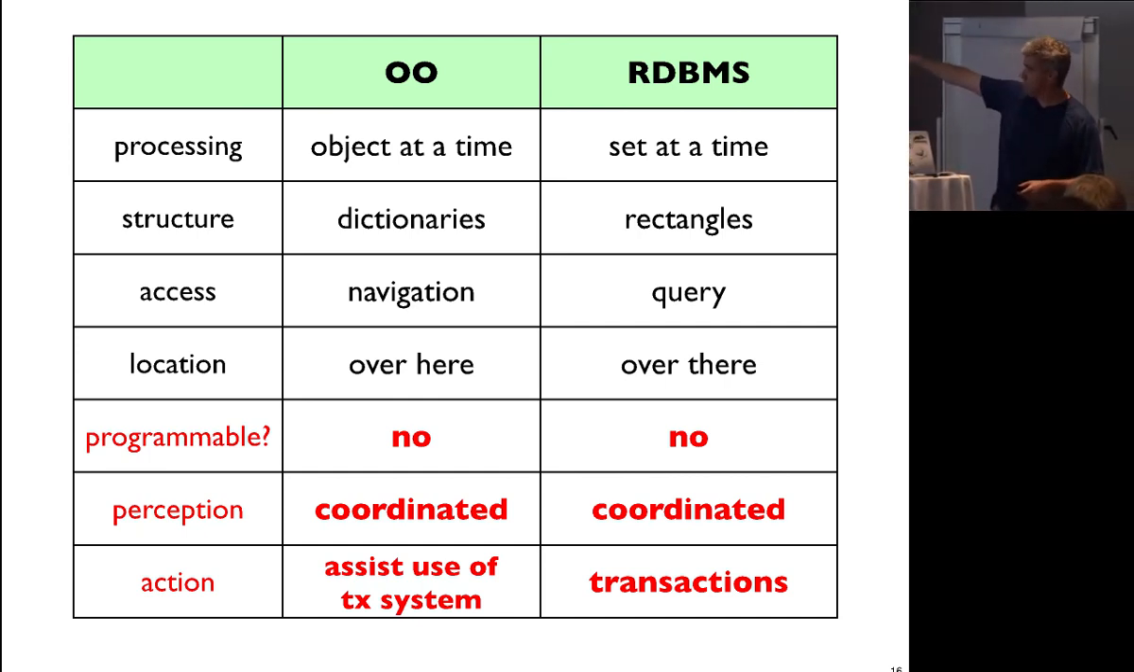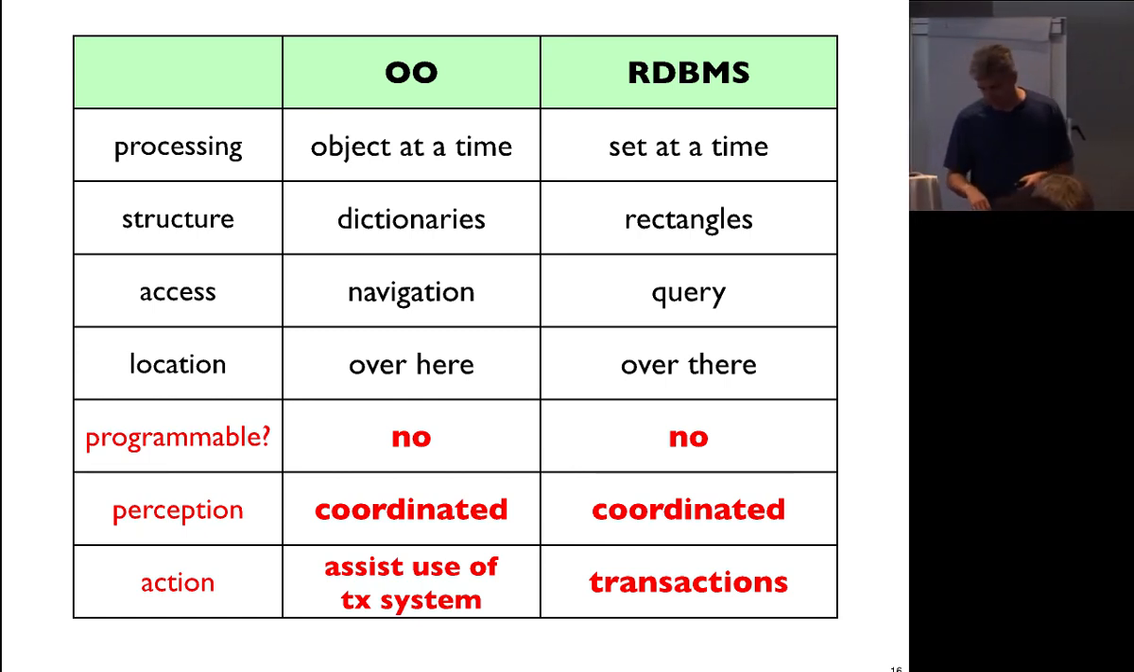And it's really shared. This perception issue is shared with object-oriented systems and relational databases. Finally, the action metaphor in relational databases is transactions. In our case, we don't care about what the action metaphor is on the OO side because we're trying to make action happen in the database.